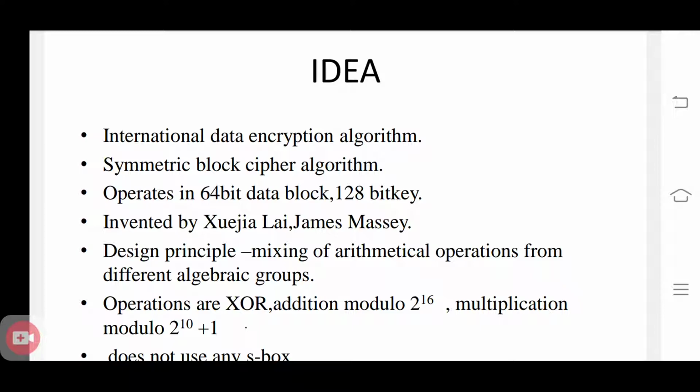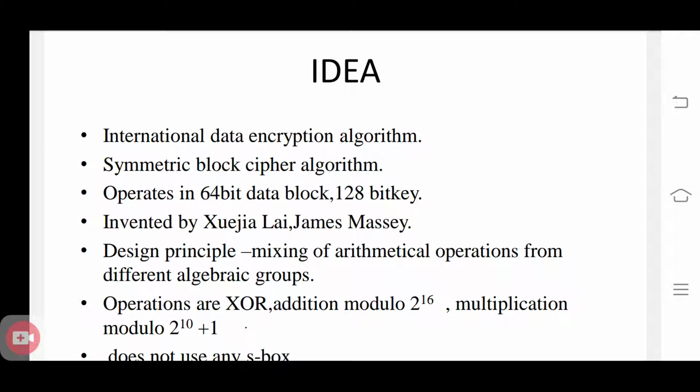It's a symmetric block cipher mechanism. That is, it's block ciphering. Also, it's a symmetric cryptographic mechanism. What do you mean by a symmetric cryptographic mechanism? We use the same key for the encryption as well as decryption.